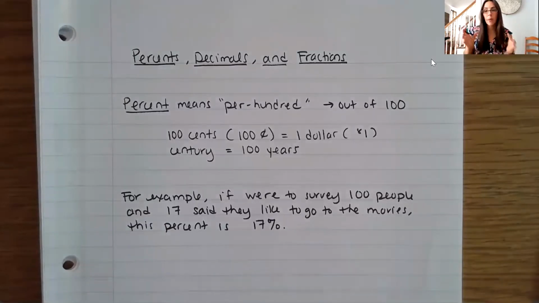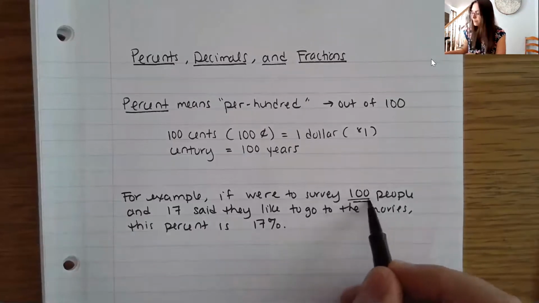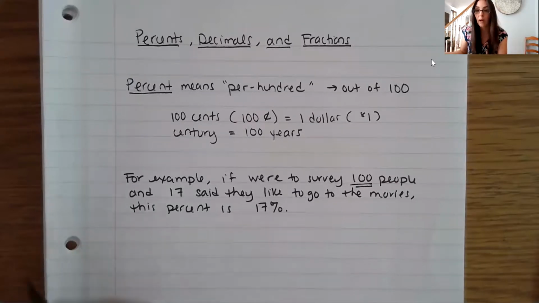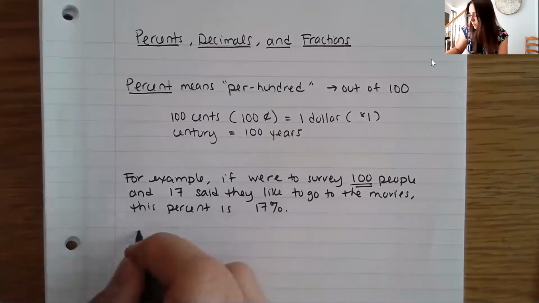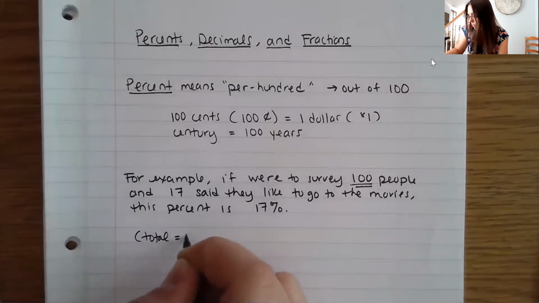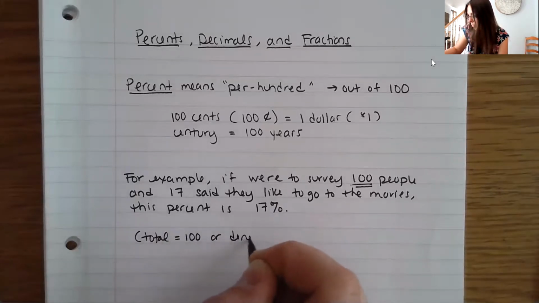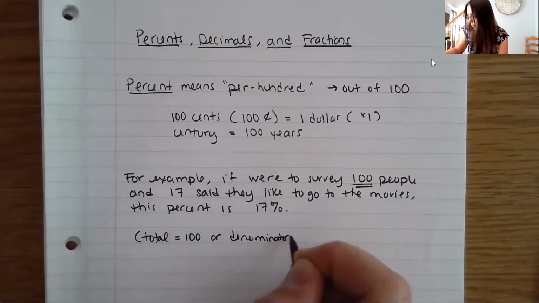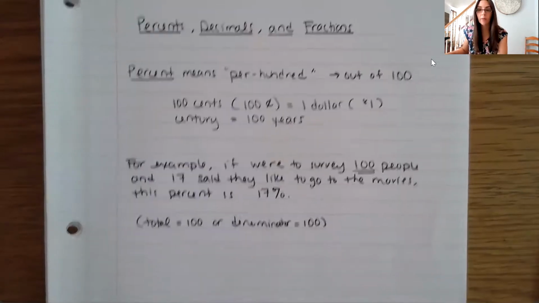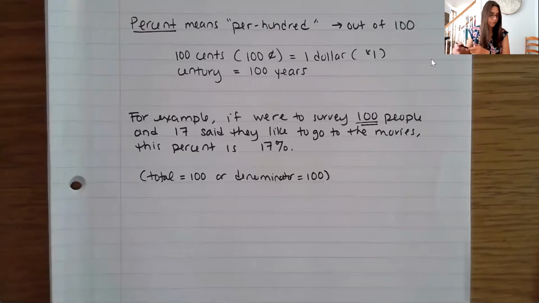So with percent, your base has to always be out of 100 to be able to get that form. Now, of course, we have techniques on how to find the percent if your base is not out of 100, so we'll talk about that later. But the basic idea of a percent is that you're out of 100. That total is 100, or your denominator, if you have a fraction, would equal 100. Okay.